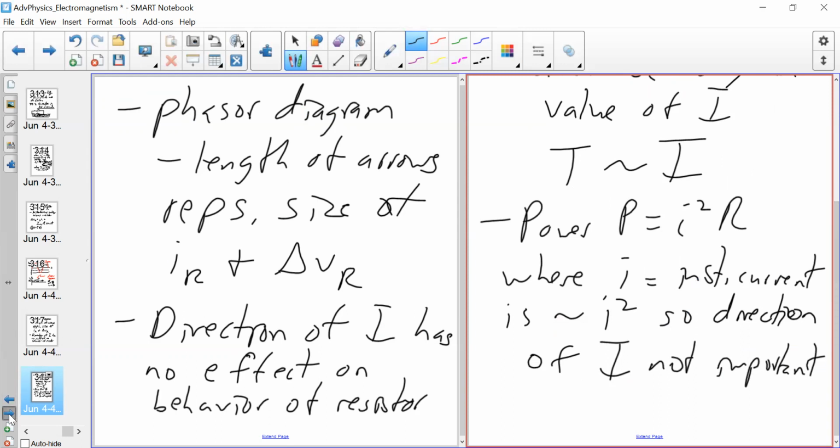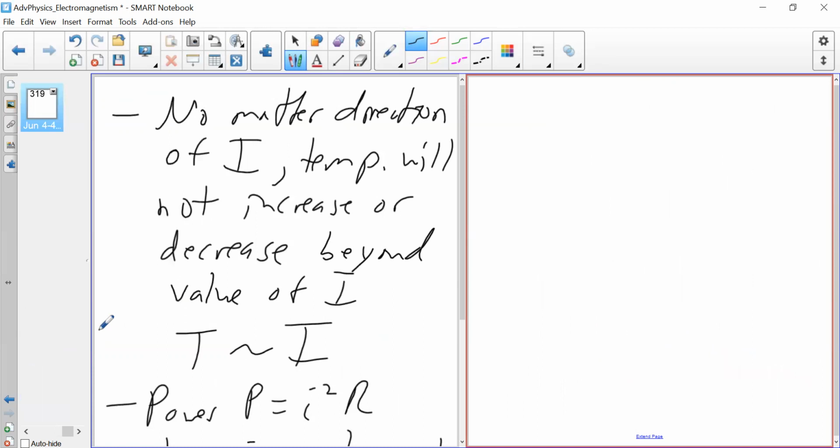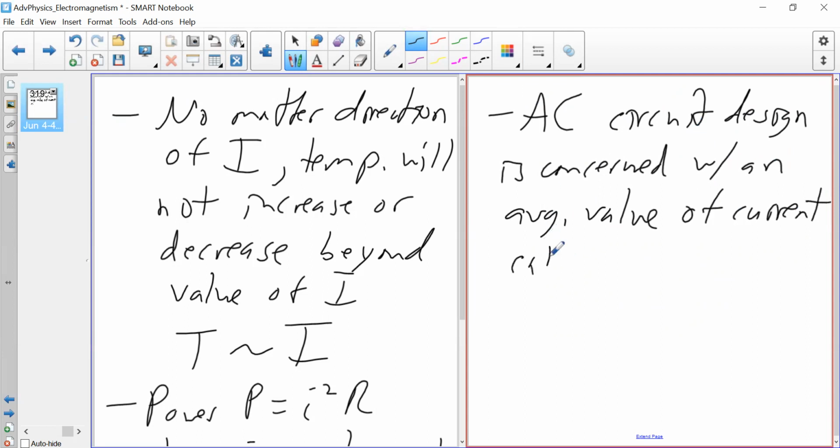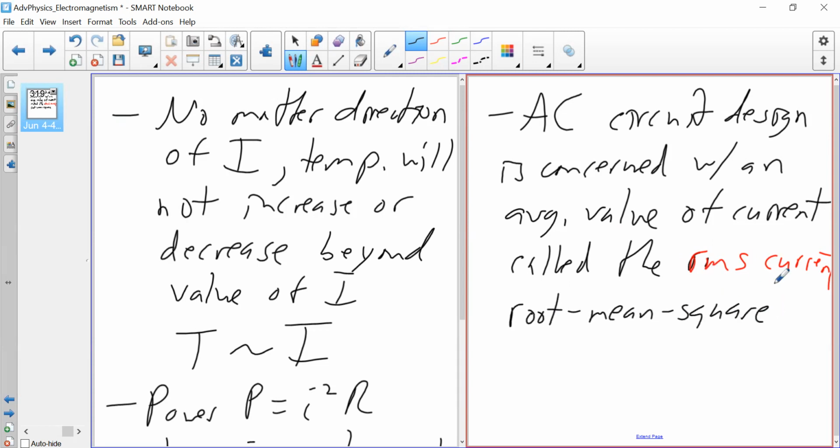Right. So the thing to consider with AC circuits is this thing called RMS current, and then RMS voltage. So let's get to that. AC circuit design is concerned with an average value of current called the RMS current. Sorry about that. The root mean square current. And RMS is a concept that's first introduced in the kinetic theory of gases.